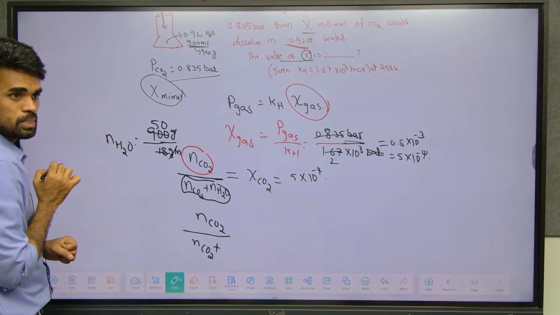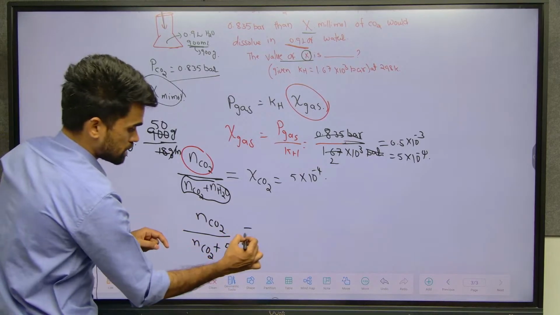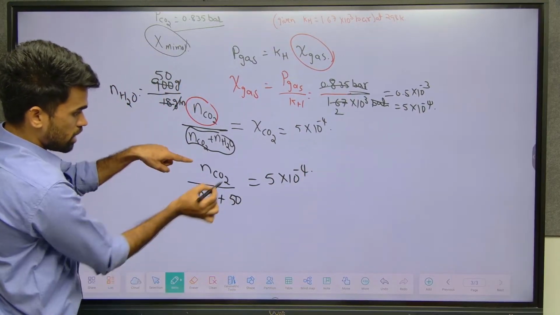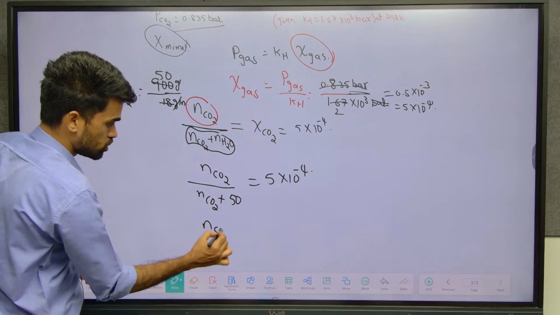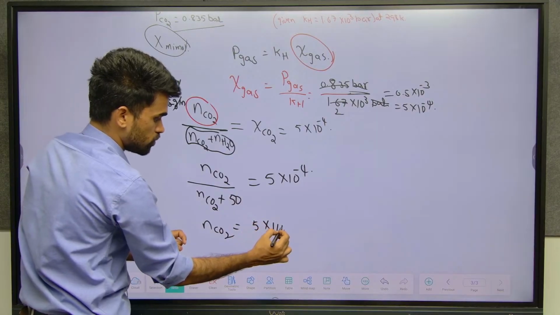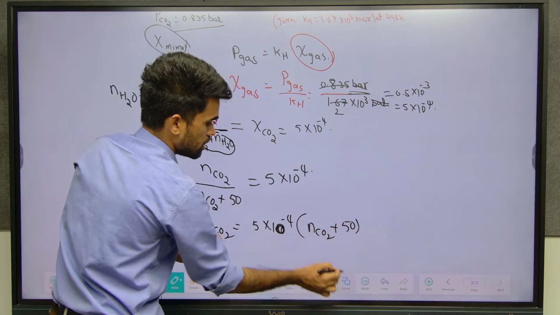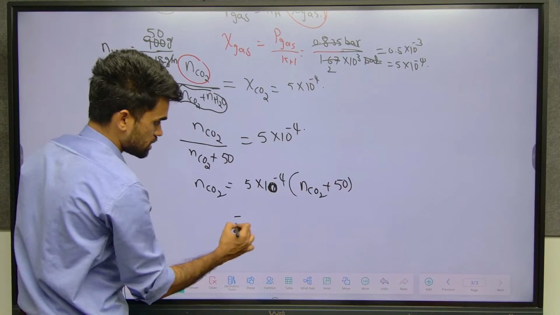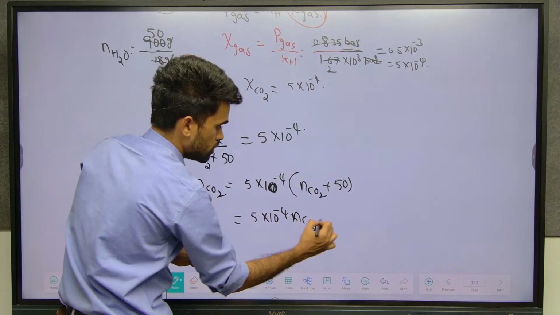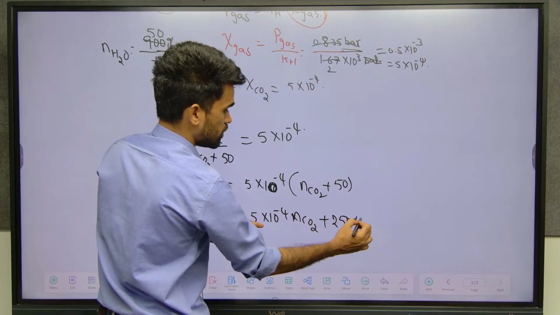Clear everyone up to here? This is clear or not? Yeah. So here I can write 50, which is equals to 5 into 10 power minus 4. So now what I can do? I want this numerator value. So N CO2 equals to, can send this here. What happens? 5 into 10 power minus 4 into N CO2 plus 50. Now look at this. Multiply this inside: 5 into 10 power minus 4 N CO2 plus 550 means 250. 250 into 10 power minus 4.